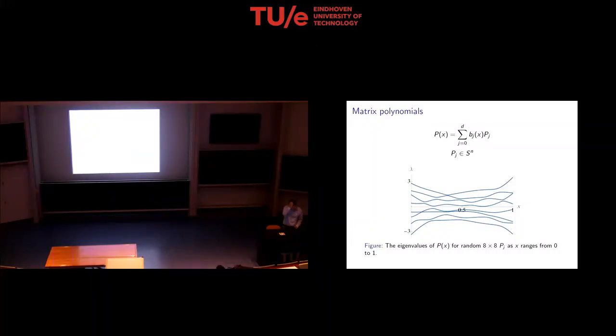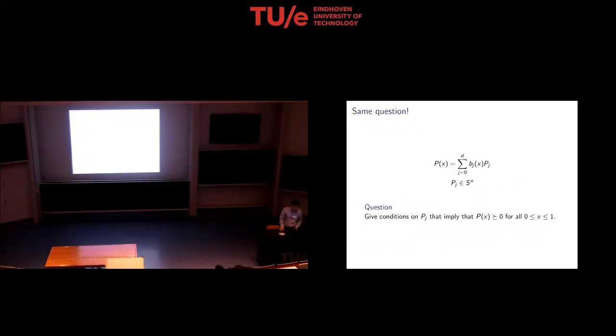For every value of x, we get a matrix that's d by d, and we can compute the eigenvalues. So the plot below is just some random matrices, just to show you that you can compute the eigenvalues. This is a well-defined object, the matrix polynomial. And we're going to ask the same question, which is, can you give conditions on the Pj that imply that the matrix is positive semi-definite on the whole interval? So can you prove that the smallest eigenvalue on that graph before is bigger than some amount, bigger than 0?